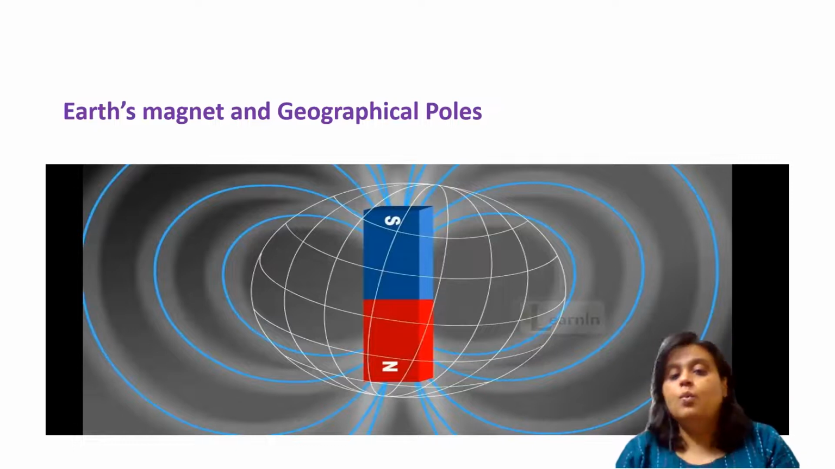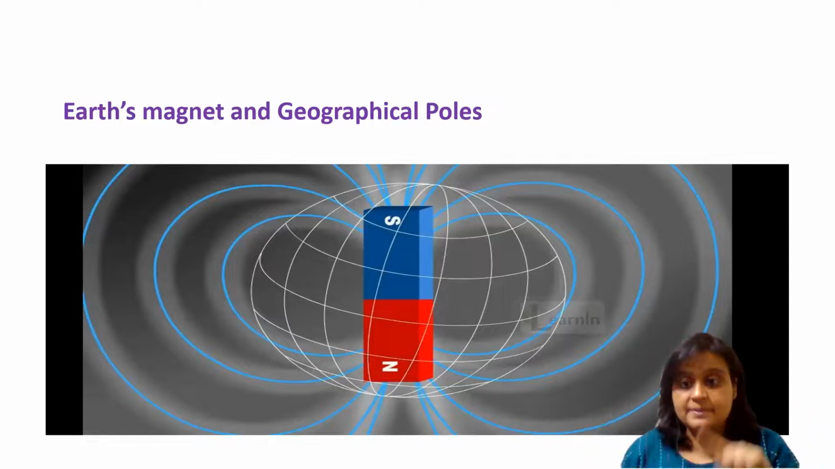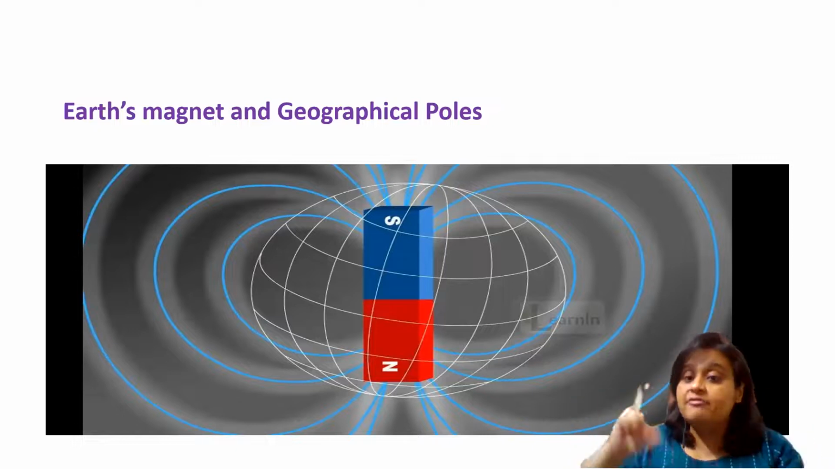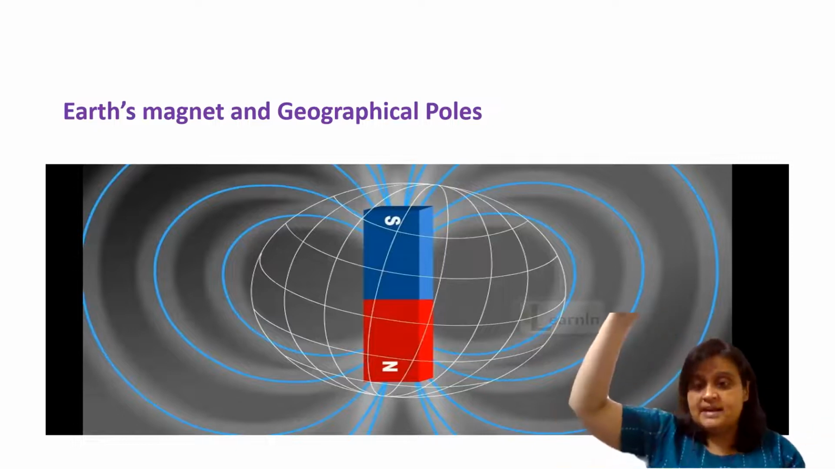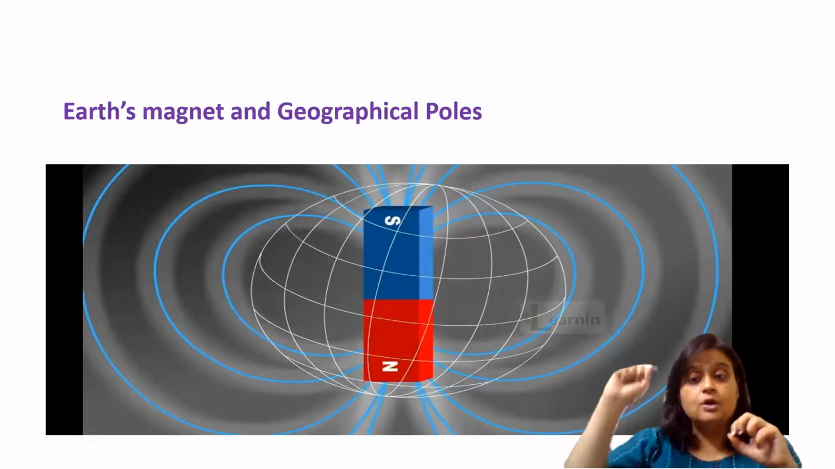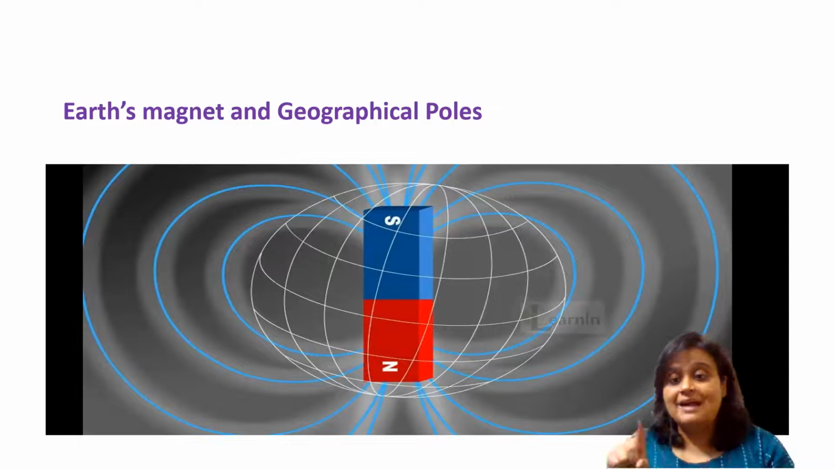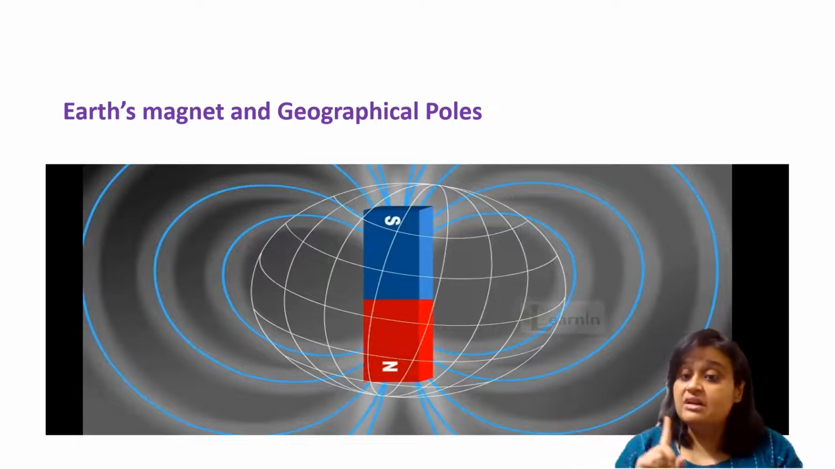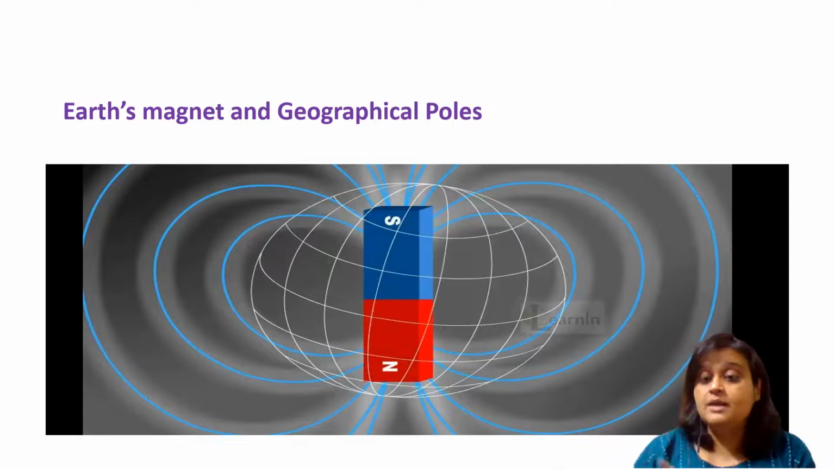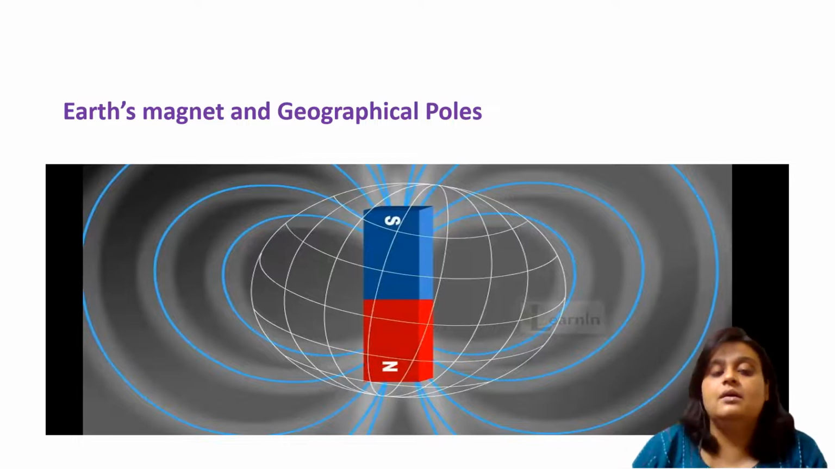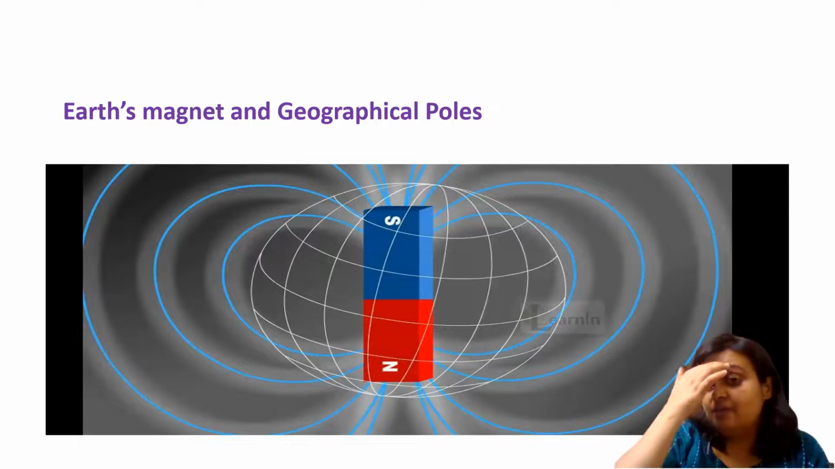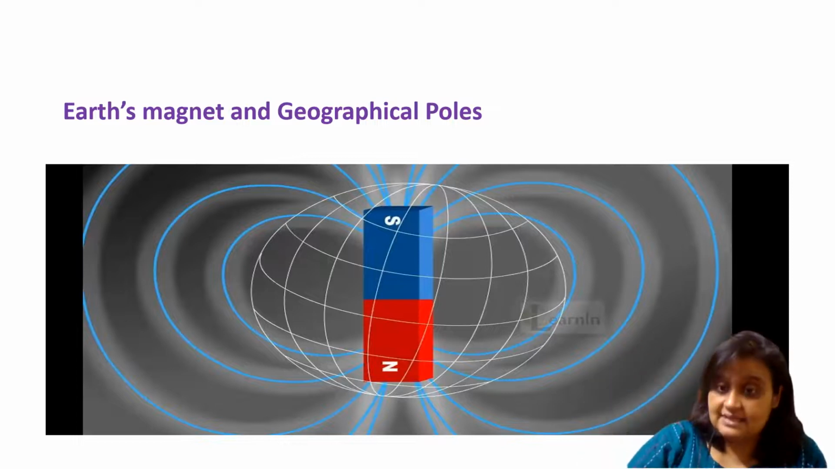But the earth's magnetic poles and the geographical poles are opposite. On the globe, we see the upper side as the north pole and the downward side as the south pole, but the magnet shows the opposite poles. The geographical north is the earth magnet's south pole. The geographical south of the earth is the earth magnet's north pole. So that's why the geographic North Pole is where the Earth magnet's South Pole exists.